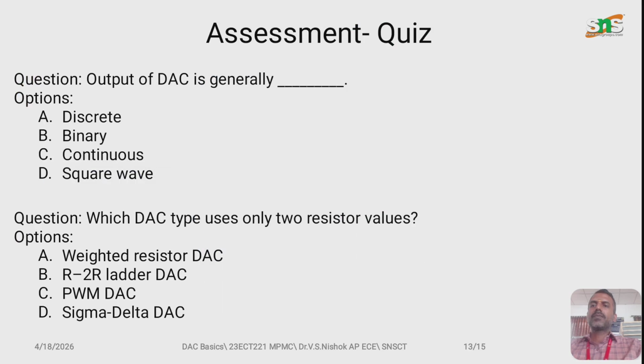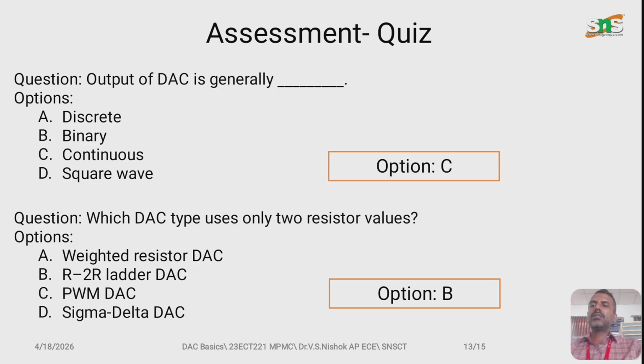So coming to the assessment part. Here the output of D to A converter is generally a continuous analog signal, so option C is the right answer. Coming to the next question, which DAC type uses only 2 resistor values? Here R2R ladder DAC is the right answer. The name R2R itself represents that the resistors used are R or 2R, so there is no other weightage for the resistors here. So it is the most convenient resistor type D to A converter.